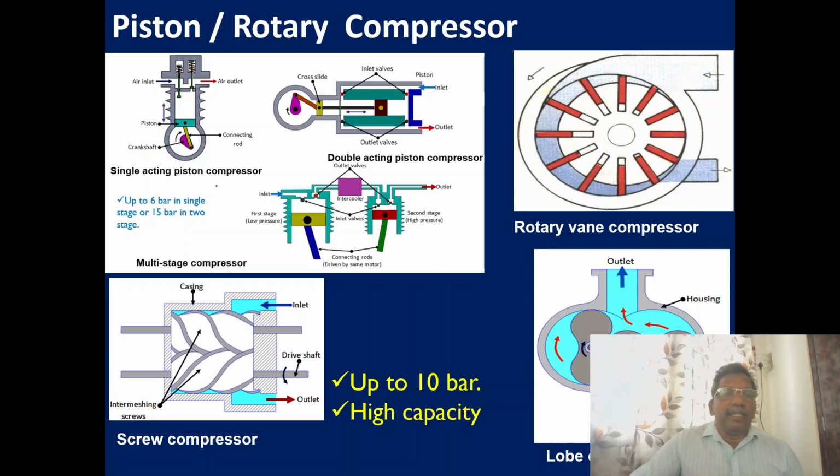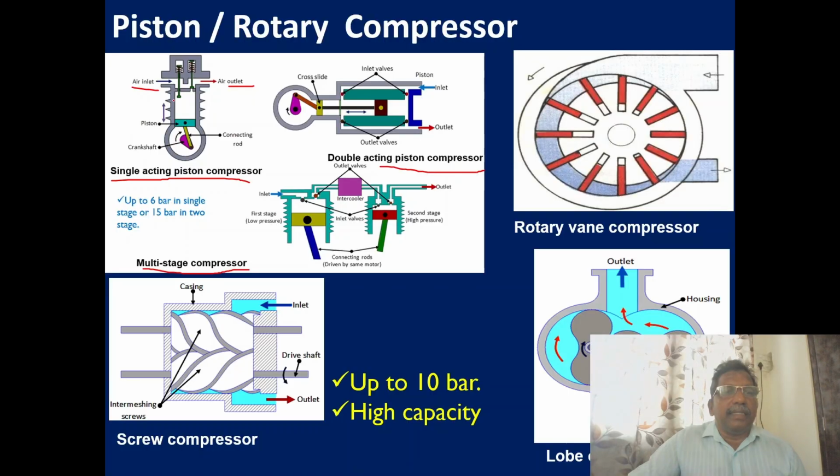We can have single stage piston compressor, then double stage, double acting piston compressor, single acting piston compressor, and multi-stage also we are having. So different types we are having. Single stage means it's like an IC engine. We are having input and output, then air inlet, then air output.